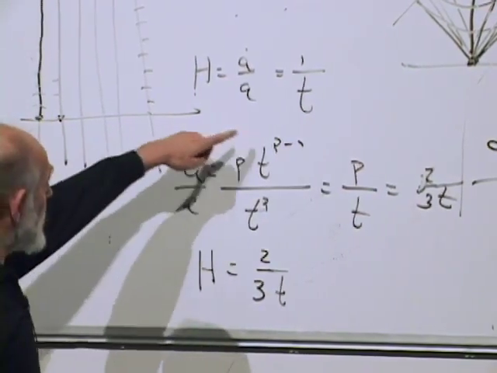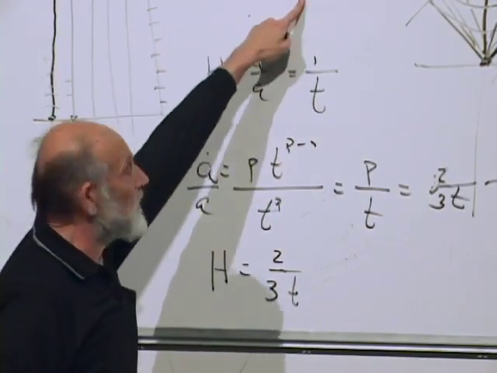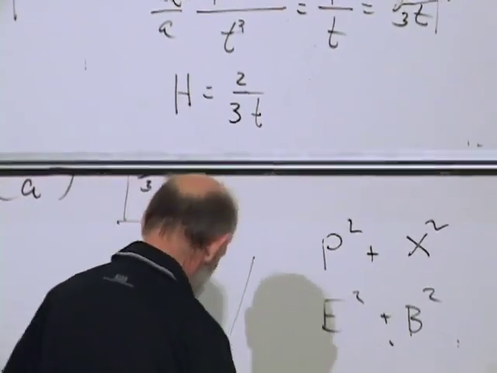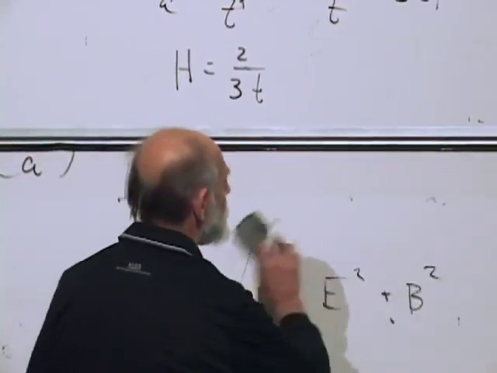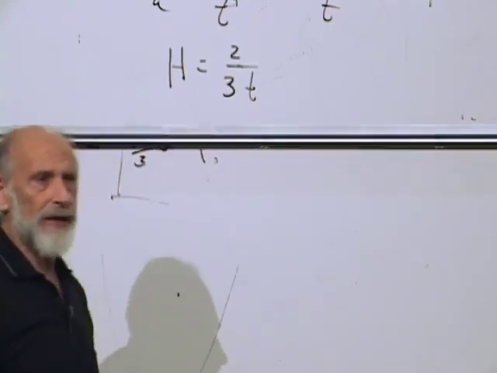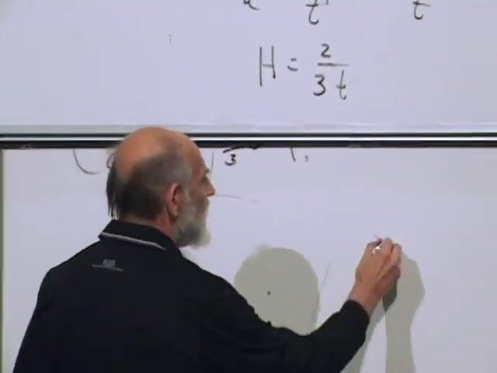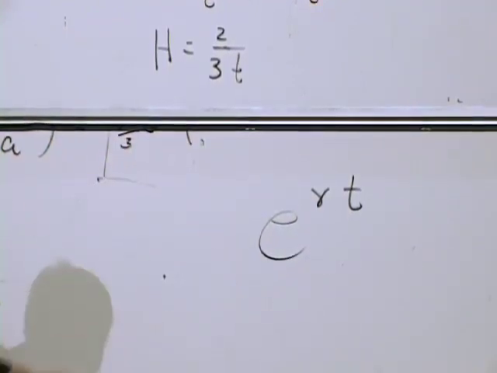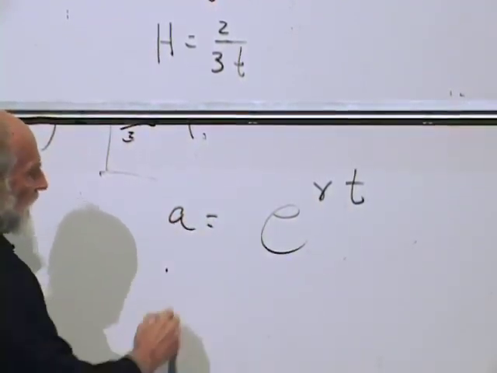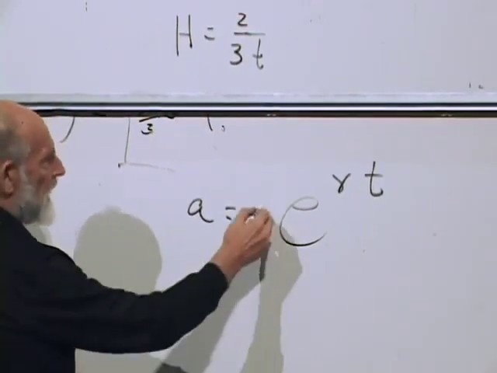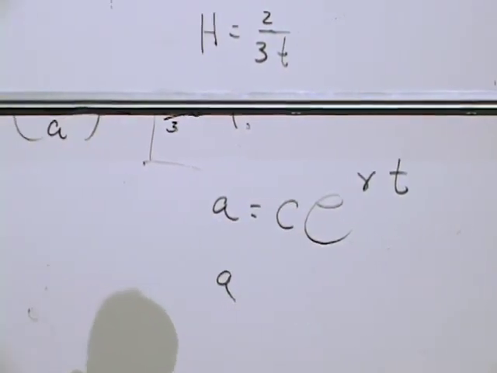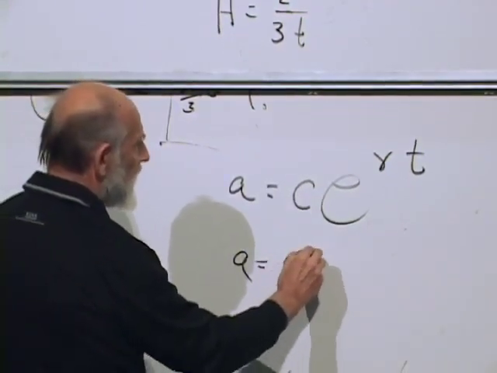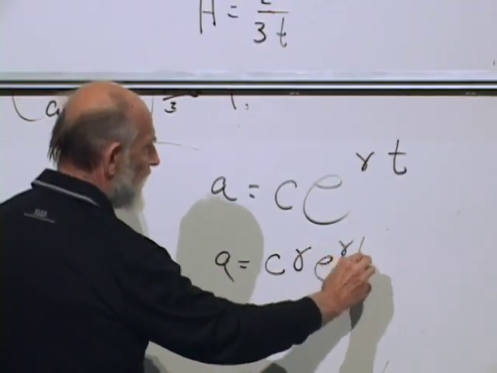The de Sitter case, it is not t to the p. It is exponential. e to the Ht. Let's not call it H, okay? Let's just call it e to the constant, gamma t. All right? A is e to the gamma t. What is A dot? Incidentally, I could put a constant in front of it. It wouldn't make any difference. Let's put the constant in front of it. What is A dot? A dot is C gamma e to the gamma t, right?